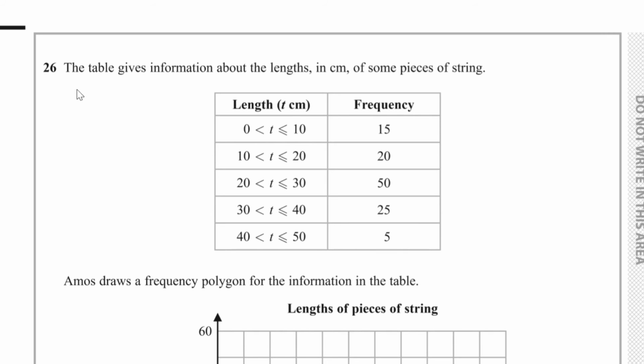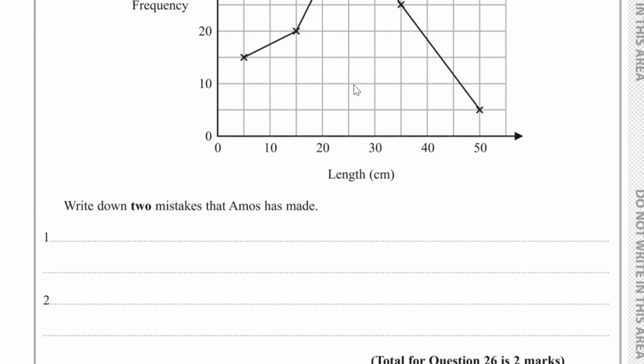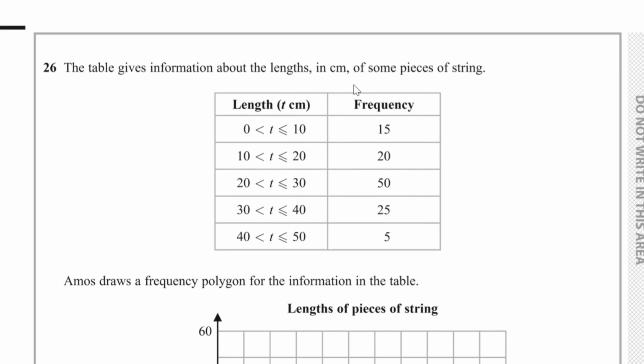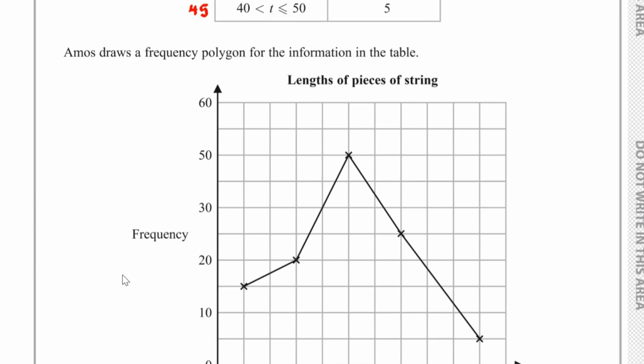Question number 26. The table gives information about the length in centimeters of some pieces of string, and Amos draws a frequency polygon for this information in the table. We have to write down 2 mistakes Amos has made. Well, first of all, we need to find the midpoints of each of these intervals. We've got 5, 15, 25, 35, and 45. So now what we have to do is check if these are plotted correctly.